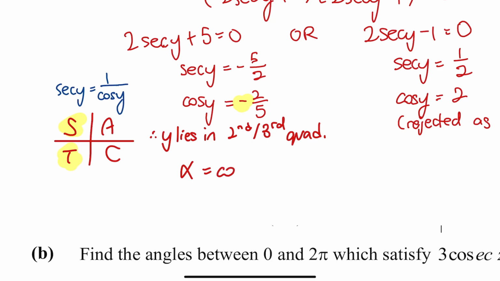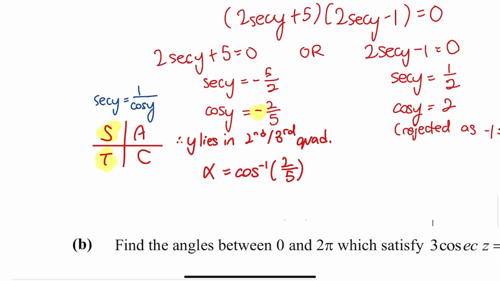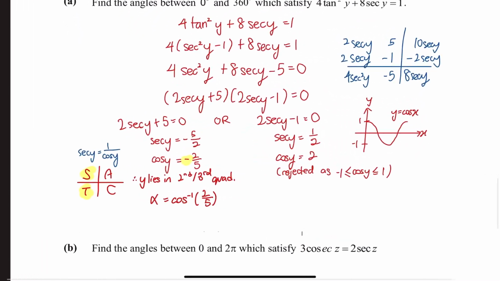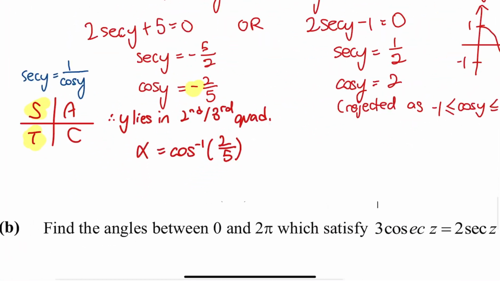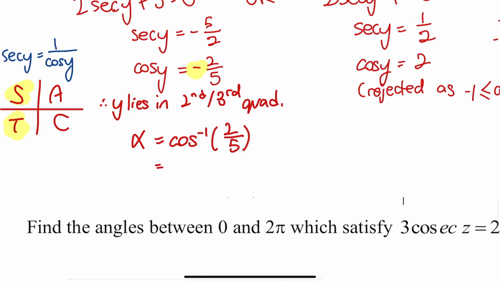Next step, find the reference angle. Alpha is equal to cosine inverse 2 over 5. Press in the calculator. This question is in degree mode, 0 to 360 degrees. You should get 66. Let me calculate. Cosine inverse 2 over 5. Okay, you should get, let me check again.